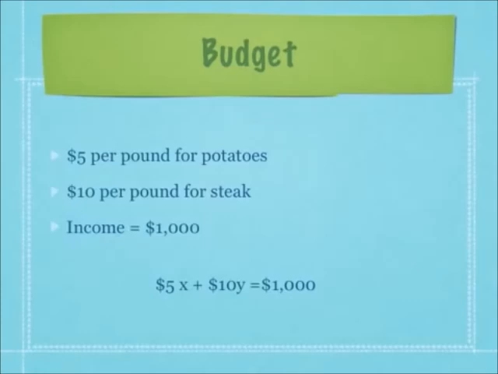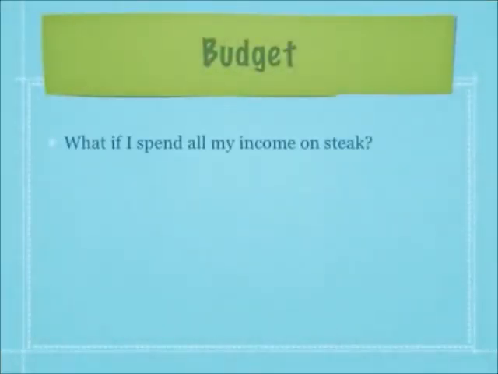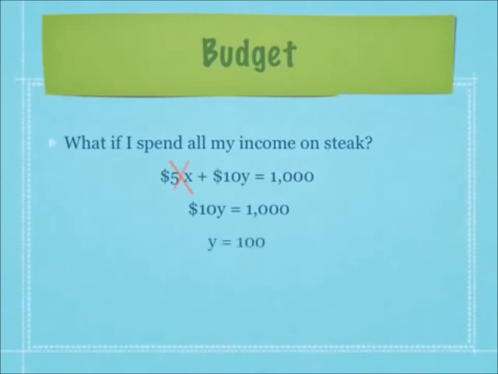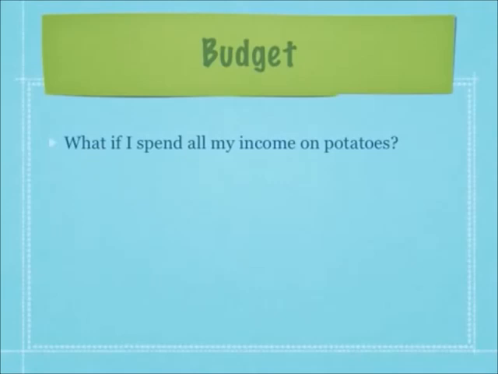$5 times the quantity of potatoes I consume, and $10 times the quantity of steak I consume, and all that adds up to my total income of $1,000. What if I spend all my income on steak? Then I cross out that amount, and I have $10 times the amount of steak, which just means I can consume 100 pounds of steak. On the other hand, what if I spend all my income on potatoes?